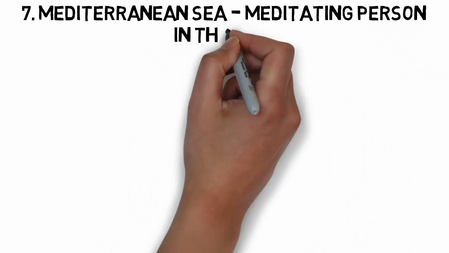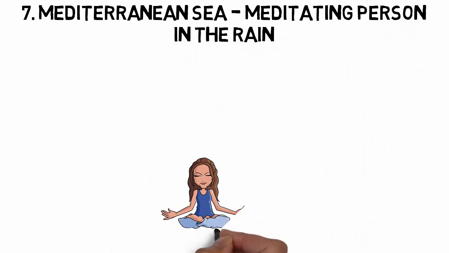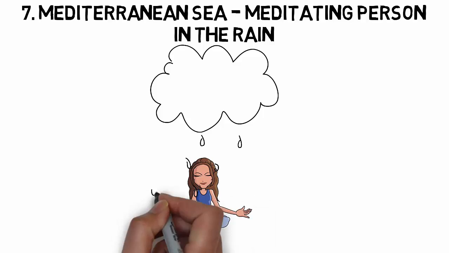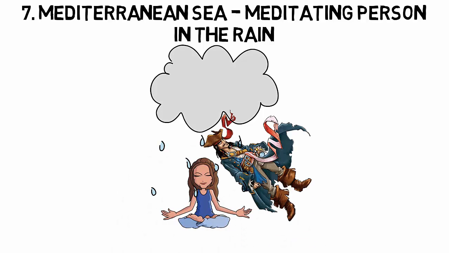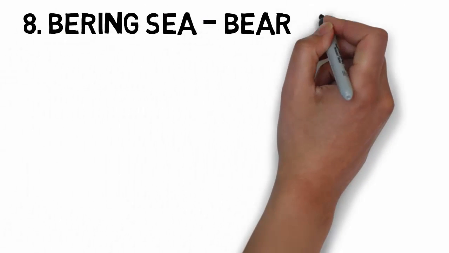So what we're going to picture is a meditating person in the rain. Okay? So maybe the pirate is getting wet because it's all raining, but this person is just meditating, and the pirate didn't see the person meditating, so they crash into each other, and since it's raining, a whole bunch of water just splashes everywhere. And so the next body of water is the Bering Sea.